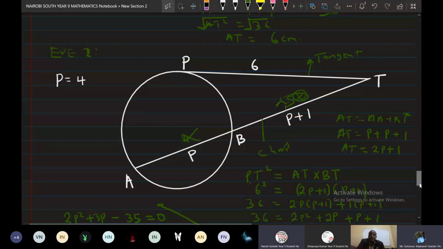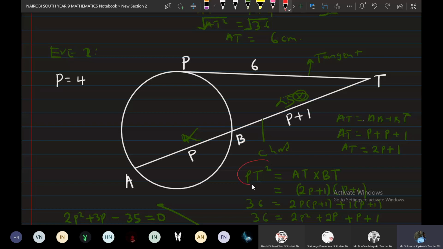Okay, so we say it like this. If you are solving this question, you look at the tangent. Our tangent is PT. So PT squared equals AT times BT. We need to get the whole length from A to T. How do you get that? You take this one plus the whole of this. AT is AB plus BT.